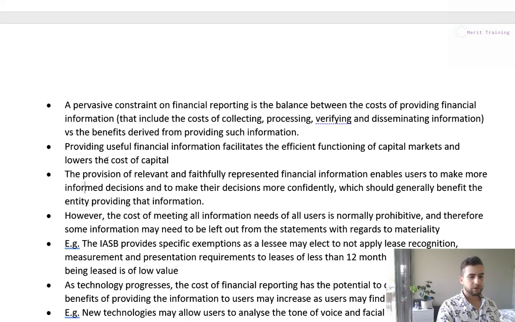So the cost of preparing that useful information kind of evens out over time in the long run and in aggregate. However, the cost of meeting all information needs is normally prohibitive, therefore some information may need to be left out with regards to materiality, and that's okay.